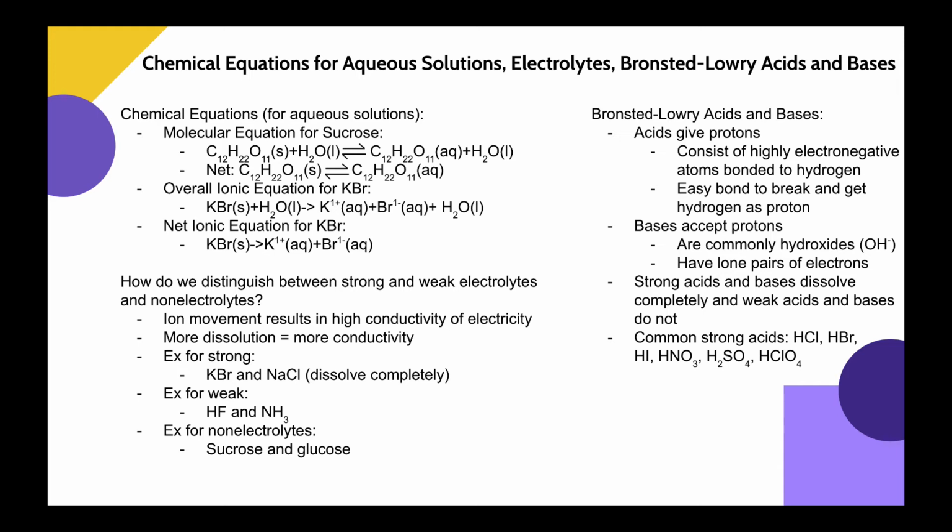Moving on to bases. Bases accept protons, and they are typically hydroxides. A key feature in identifying a base is that they have lone pairs of electrons. These lone pairs of electrons are negatively charged since they're electrons, and they are the ones that attract the protons from acids, or the protons that acids give off.